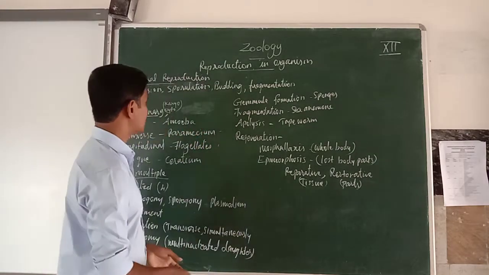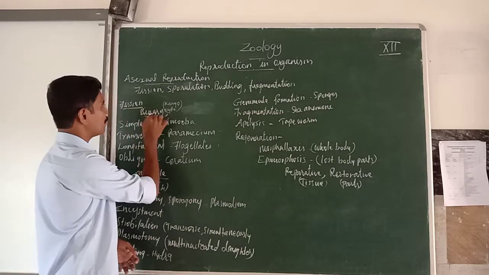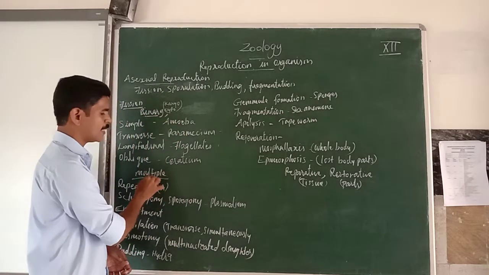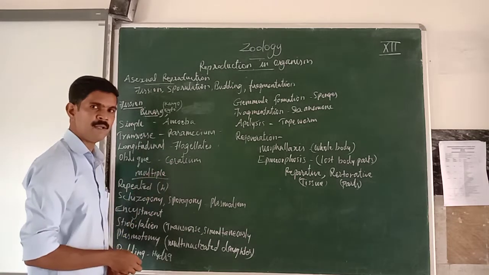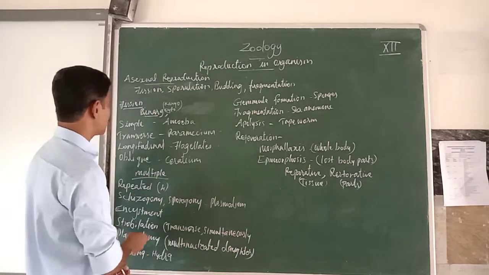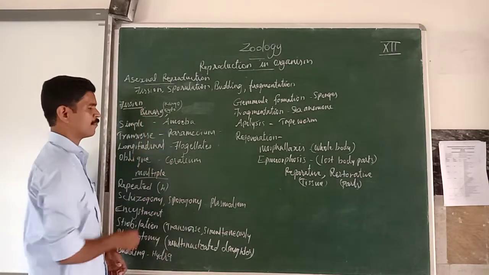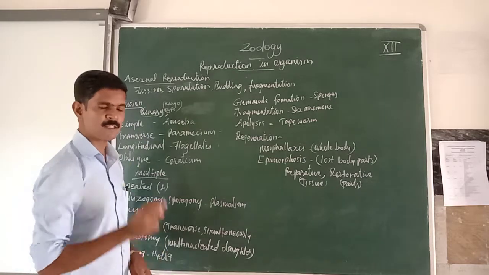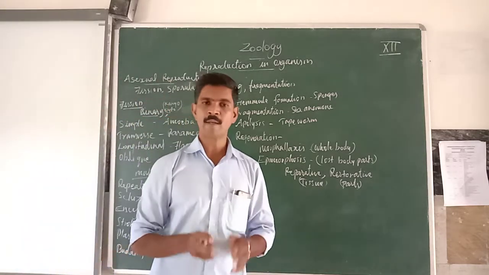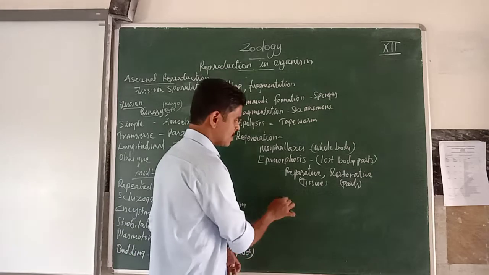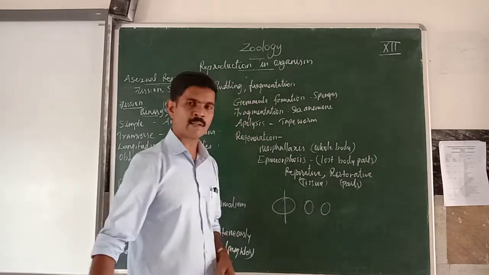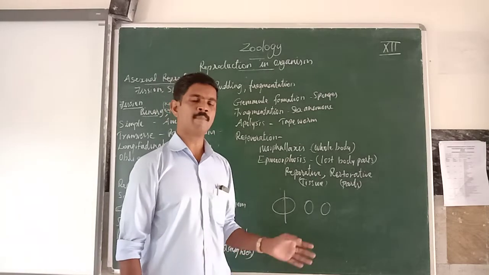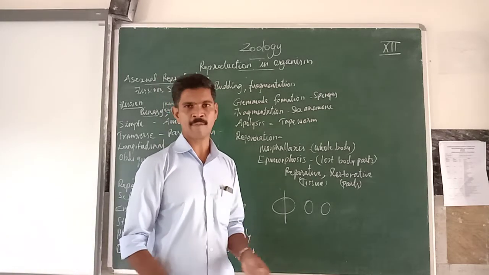Fission is classified into two types: binary fission and multiple fission. First I will explain binary fission. Bi means two. The parent organism divides into two, and finally two daughter organisms are produced. This type of reproduction is called binary fission.